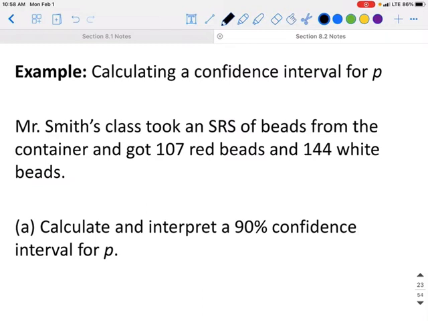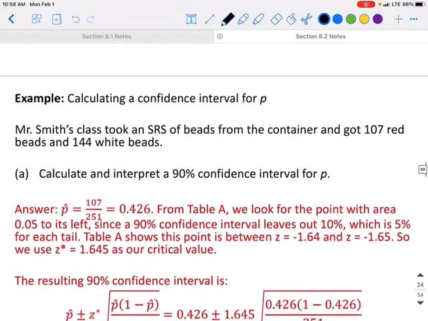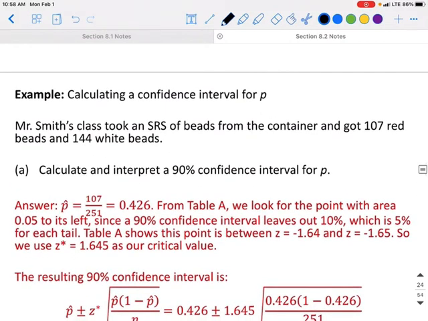So if we have 5%, that's a 0.05. You would need to go to your table and find an area that is closest to 0.05 to find your critical value. In this case, our critical value, or our Z star, would be between negative 1.64 and negative 1.65. Since it's exactly halfway between negative 1.64 and negative 1.65, we can actually use the value of 1.645 as our critical value.